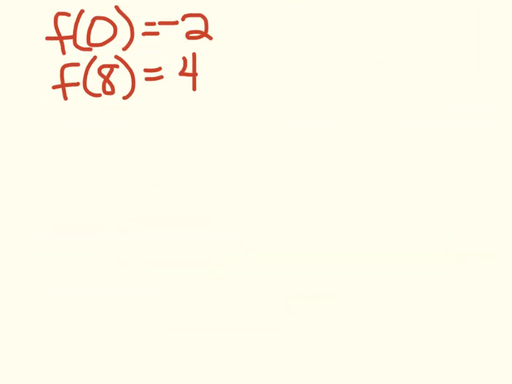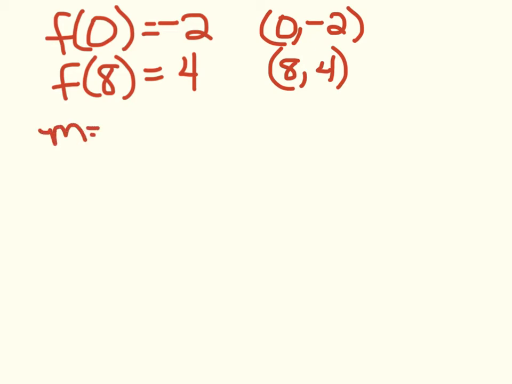Let's take a look at one more of those. Okay, f of 0 equals negative 2. Again, that's just an ordered pair of (0, negative 2). Okay, f of 8 equals 4. Again, just an ordered pair, (8, 4). All right. Now, we need to get our slope. We are looking for the slope, which is m, and we're looking for the y-intercept, which is b.